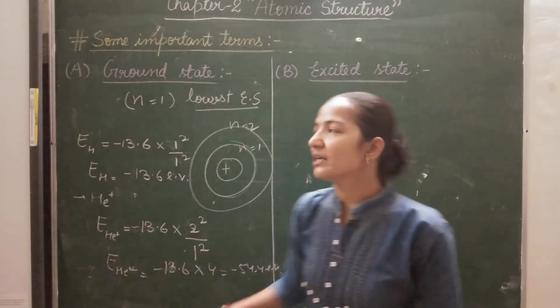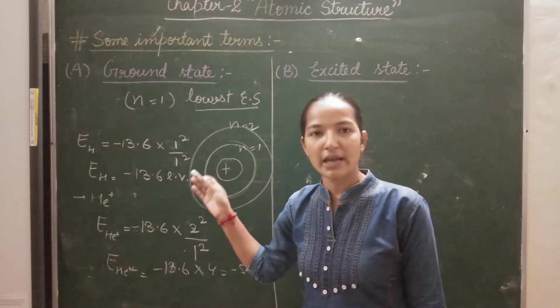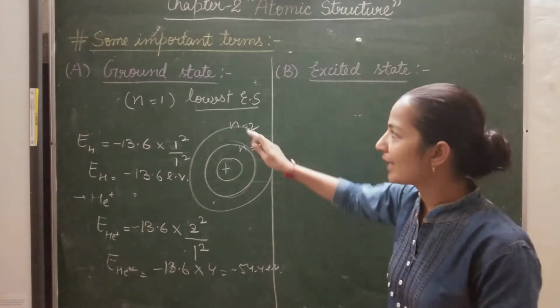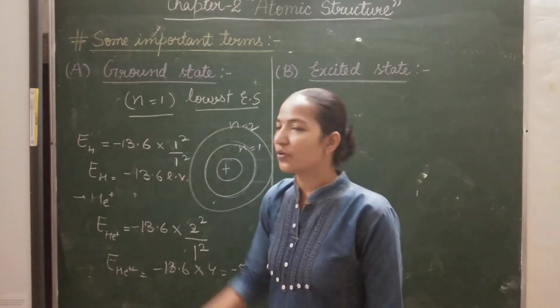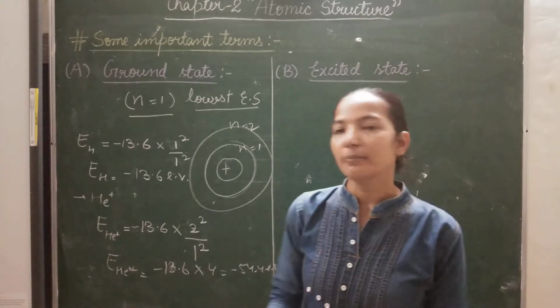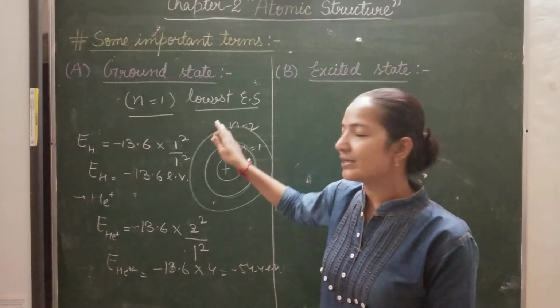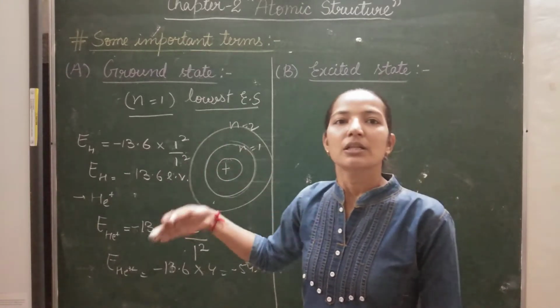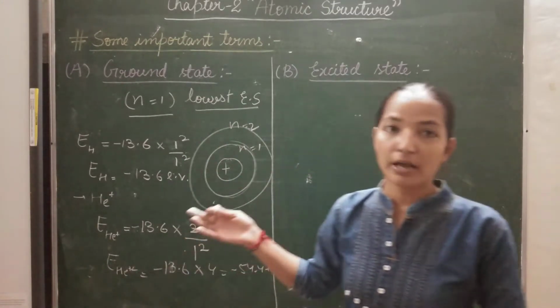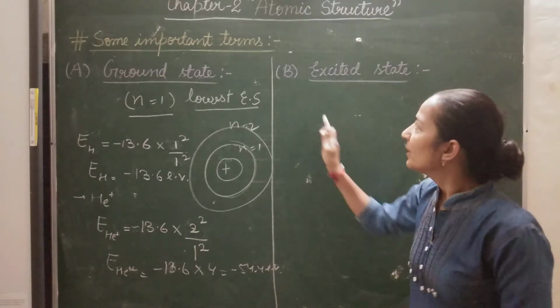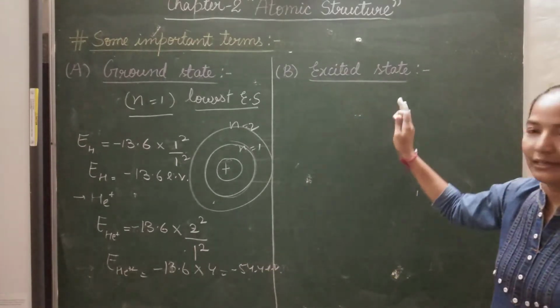So ground state is the lowest energy state of any atom or electron in an atom, that represents n equals 1. For any atom, n equals 1, that is the K shell, represents the lowest energy state in which the energy of the atom is minimum. Now the second one is the excited state.